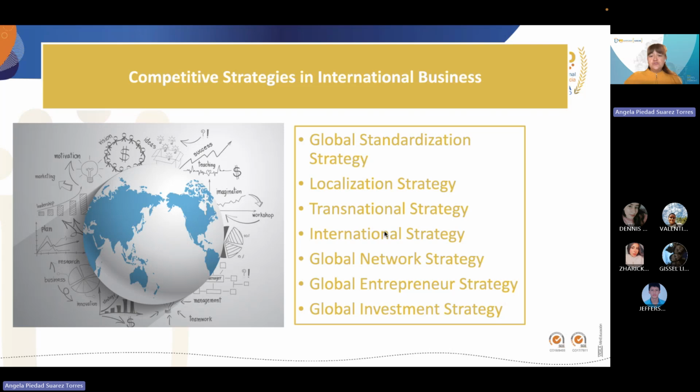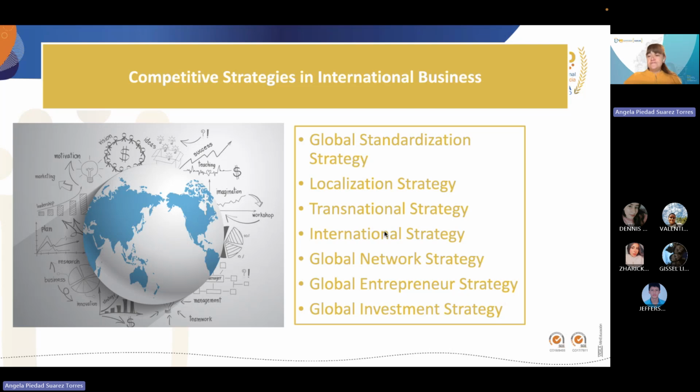The second strategy regards the localization strategy. The localization strategy emphasizes adapting products and marketing to meet local preferences and cultural differences. This strategy is suitable when local responsiveness is critical, even if it increases cost due to customization. There is one example that maybe most of the times we use, which is McDonald's, that customizes its menu in India by offering vegetarian options and avoiding meat, beef, due to cultural sensitiveness.